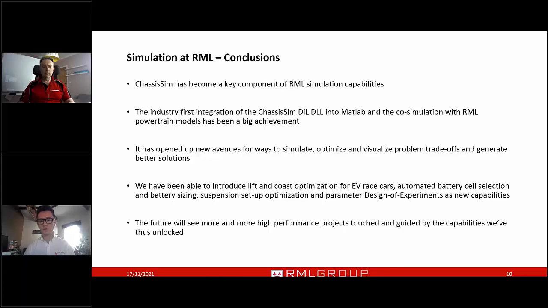And these are new capabilities based on the integration that we've achieved. And in the future, we will see more and more of the high-performance projects that we worked on and we will work on being influenced and guided by the capabilities that we have unlocked. And that is it. Hopefully you found this slide deck interesting.